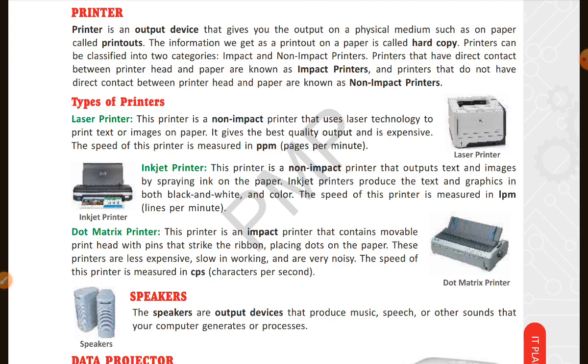The speed of the printer is measured in CPS, characters per second. The first one was pages per minute, next was lines per minute and the last one is characters per second. Characters per second means how many characters or alphabets or symbols it can print per second. Dot matrix printers are cheap or less expensive as compared to the previous two.